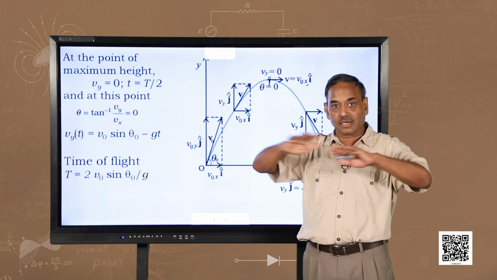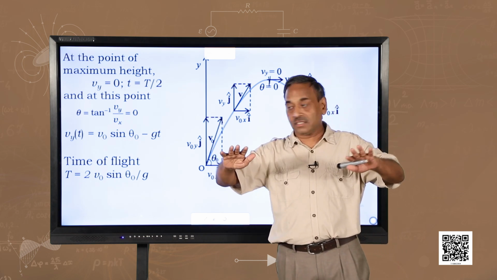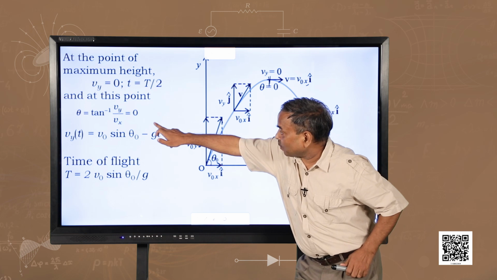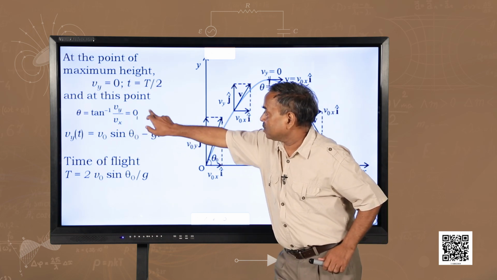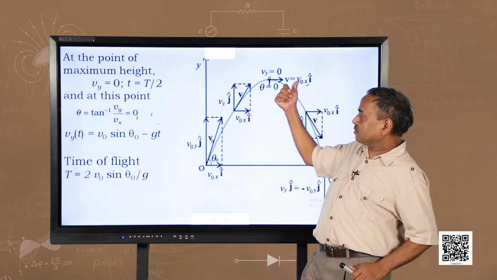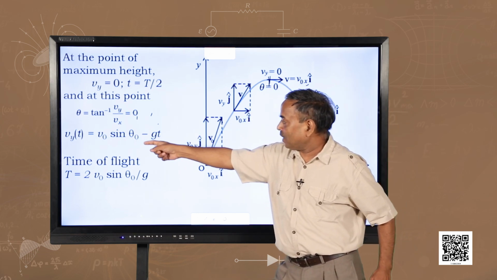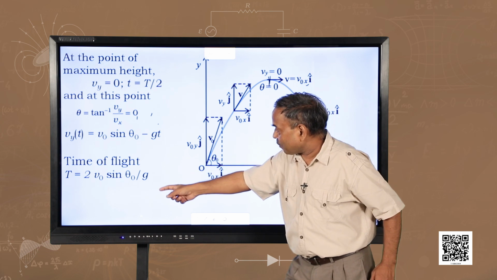In this case, the air resistance is 0. There is no air resistance, my dear friends. So, the angle at this point I can find out from this equation, v y is equal to 0. So, tan inverse 0 is equal to 0. So, theta is equal to 0. Clear?